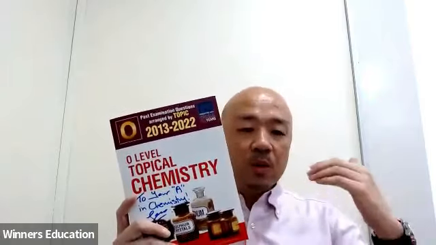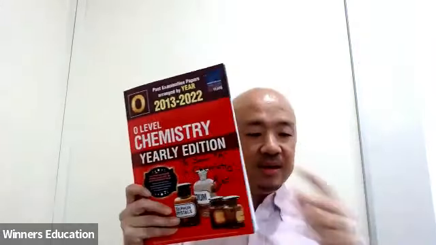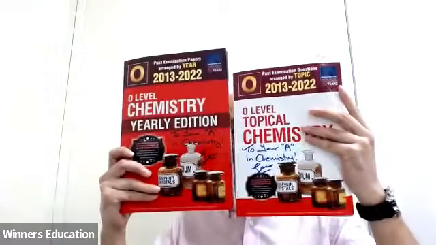Now, what about the yearly version, the yearly edition, you will ask? This is the yearly edition. You can see the size is slightly different. This is kind of the actual paper size, the actual exam paper, the kind of size that you see in your national O-level exams. So this is on the yearly basis.